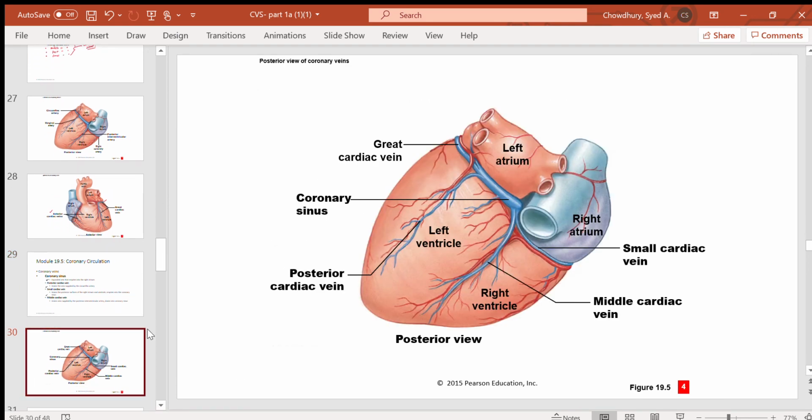This is the back of the heart. So now you can see this is the coronary sinus, the wide short part, and it receives blood from the great cardiac vein coming this way. Okay, this is the posterior cardiac vein, this one bringing blood into the coronary sinus. This is the middle cardiac vein, right? Small cardiac vein, all of them giving blood to the coronary sinus. Then coronary sinus gives blood to the right atrium here.